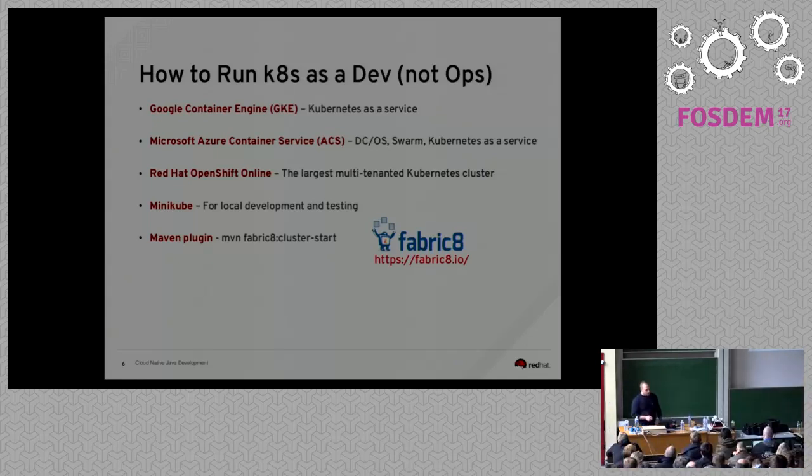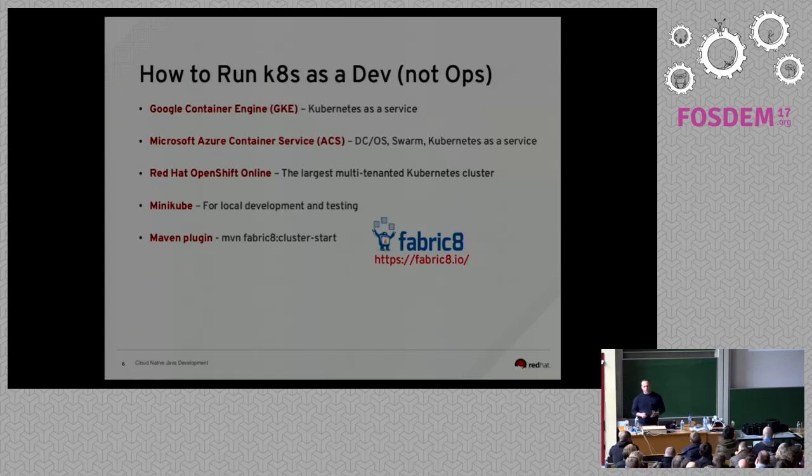But probably for developers, the more interesting options are Minikube, which is a lightweight VM where you can run Kubernetes locally, or the Fabric8 Maven plugin, which relies on Minikube but allows you to manage a Kubernetes cluster straight from Maven. So as a developer, you can start and stop a Kubernetes cluster from Maven. You can deploy your application, update it, etc.